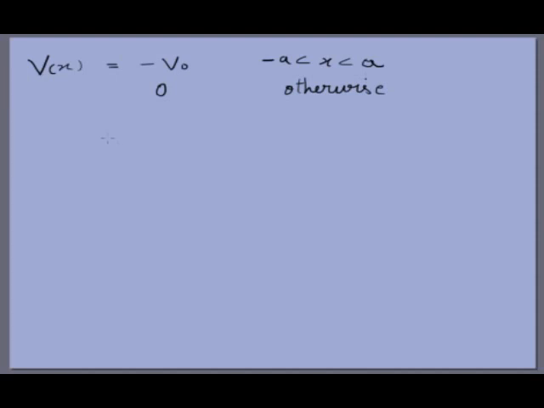So for example, this would be an example of a finite square well, where this is x is equal to 0, this is V is equal to 0, this is minus V naught. This is x is equal to a and x is equal to minus a.